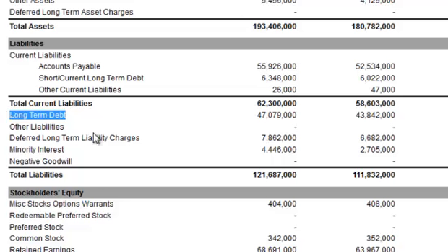This again is long-term liabilities. It's not current, meaning that it won't be due within the next 12 months. It'll be actually longer than that. It could be 1 year and a day from that point moving forward. It will be found in this particular area here, long-term debt.